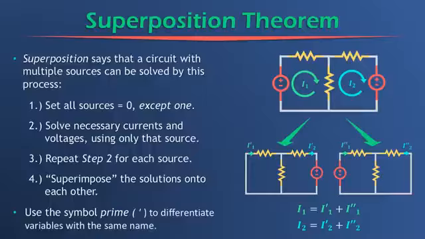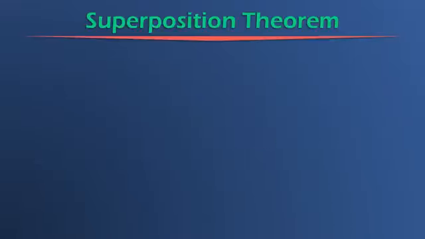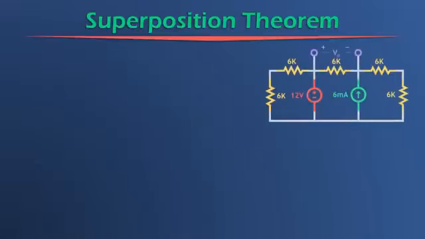Now, of course, let's do one last example. Last hoorah. Alright, last problem for the day. Let's try to find VO, the voltage across this 6K resistor, using superposition.